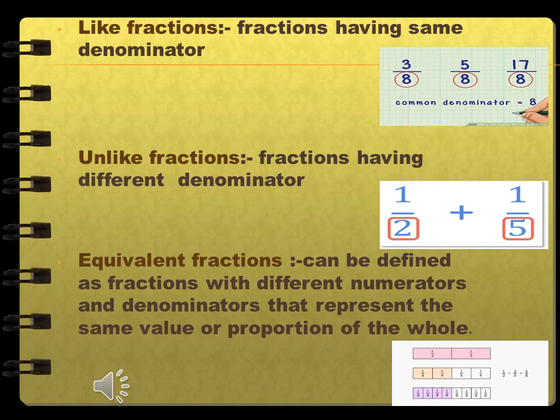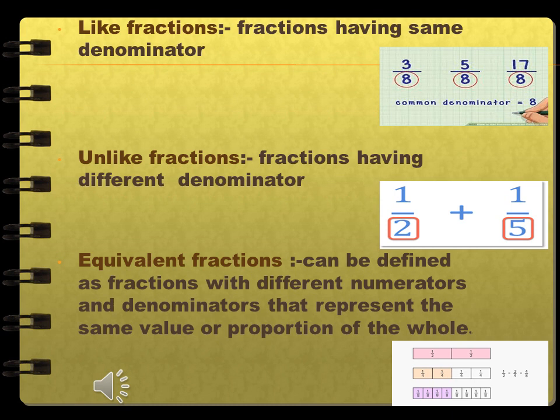Okay, moving on. We have another kind of fraction which is known as like fractions. Those fractions which have the same denominator, as shown in the example, like 3 by 8, 5 by 8 or 17 by 8, all these fractions have the same denominator, 8. Then we have unlike fractions. Fractions with different denominators, as shown in the example, 1 by 2 and 1 by 5. Both of them have different denominators.